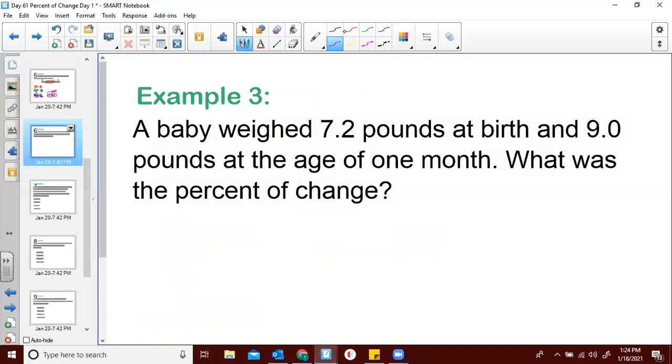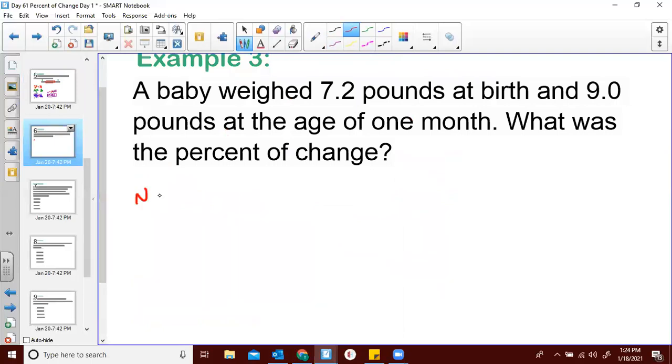All right, so now let's really get into them. I'm going to write the formula down again, and that's going to be percent over 100. A baby weighed 7.2 pounds at birth and 9 pounds at the age of 1 month. What is the percent of change? So we have to look at the question. If the baby weighed 7.2 pounds at birth, and then weighed 9 pounds at the age of 1 month, we know that 7.2 is our old number because that was at birth. A month later, it weighed 9 pounds, which would be our new number.